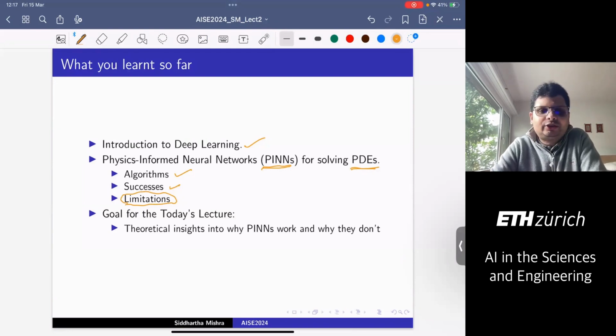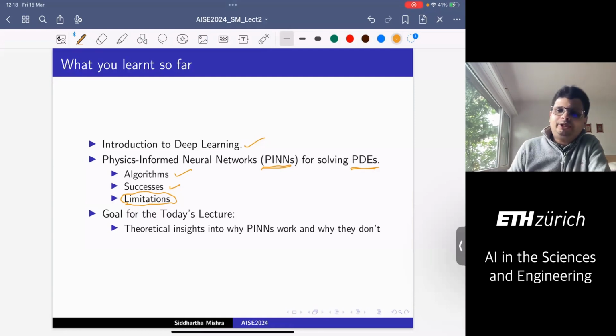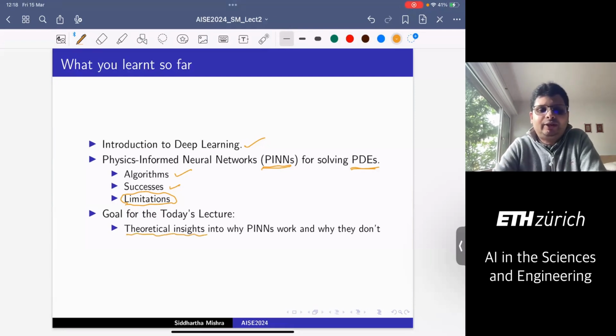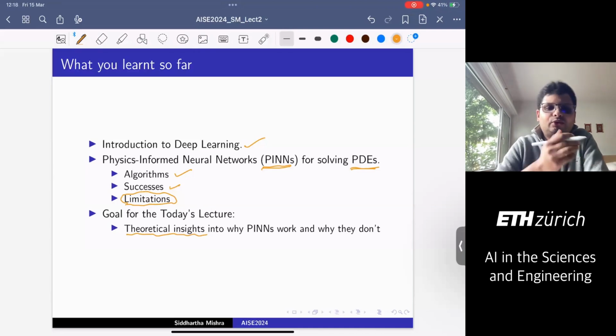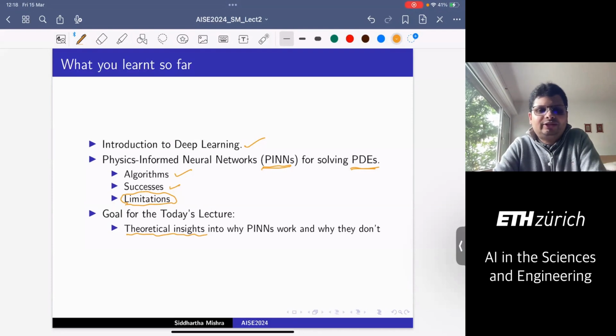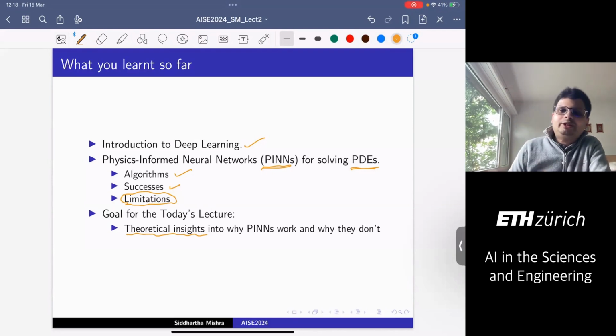In today's lecture, and also in the lecture next week, the main focus will be to find some insights, particularly theoretical insights, into why PINNs work and particularly why they don't work. As you saw, there were several limitations of these methods. Why do these limitations come about, and what can we do to solve them? That would be the main content of today's lecture and a bit of the lecture next week.